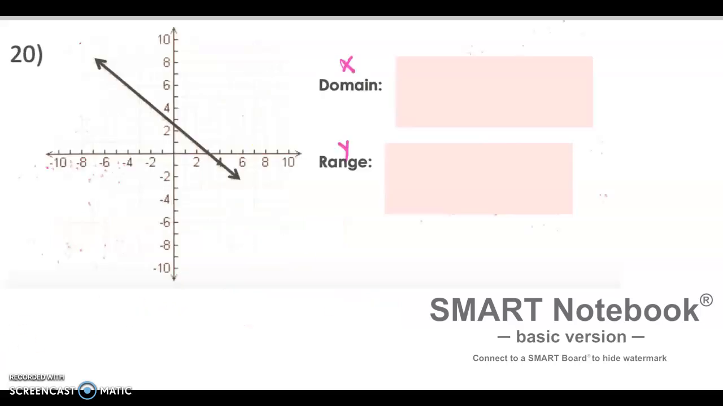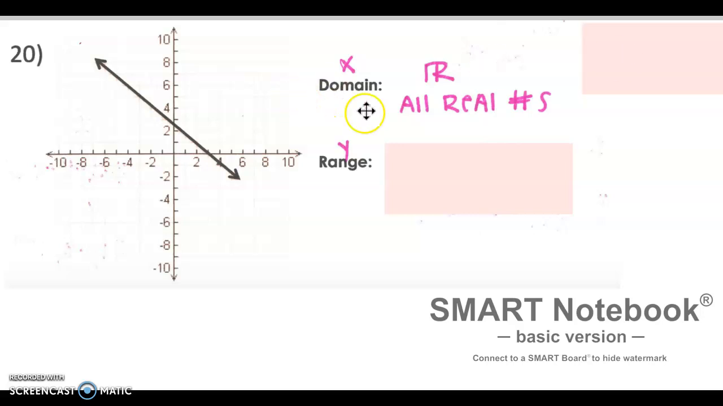All right, here we have a line. So again, this is a continuous graph. It's a line. It goes on forever in both directions, as shown by the arrows on the end. So for our domain, we want to think, if this line keeps going forever in the positive x direction, and it keeps going forever in the direction of these negative x values, that means every single real number is going to be an input for the line, or every single real number is a part of the domain.